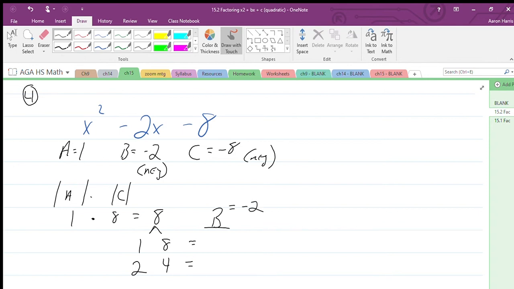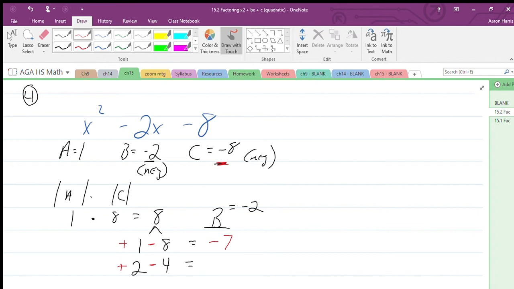Now, since C is a negative 8, I know I need to multiply a positive and a negative. But B is also negative, so I want the bigger number to be negative. So the bigger number is negative, which makes the smaller number what? Positive. Now watch this. A positive 1 times a negative 8, negative 8. So I'm good there. But when I add them together, 1 minus 8, I get what? Negative 7.